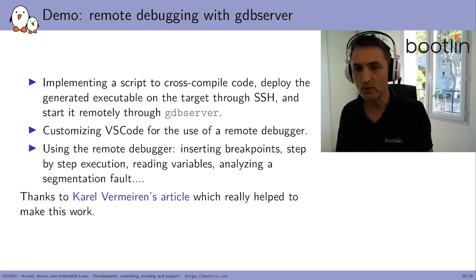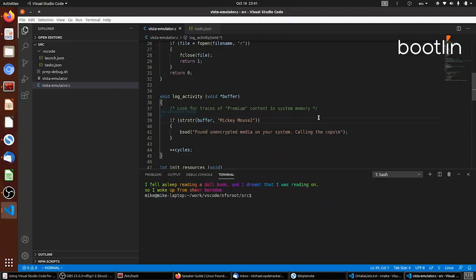And then we'll be able to use the remote debugger with all its features like inserting breakpoints through the interface, step-by-step execution, reading variables, analyzing a segmentation fault. And that's the first time I use a graphical interface for driving GDB, and it was really a pleasant experience. Special thanks to the author of this article, which really helped to get this to work. So now, about remote debugging, let me show you what I've done.